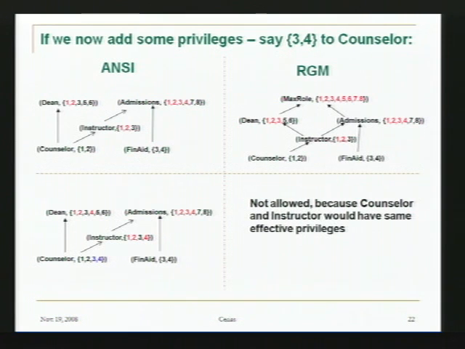Okay, so just again then to show what can happen with only two operations. If we take this top left ANSI diagram and add permissions 3 and 4 to the counselor role, we see they get propagated up the graph and nothing too exciting happens. On the role graph model side, we can't do that because the counselor role ends up with the same effective privileges as the instructor role, and we'd be obliged to draw a cycle. And so we would reject the addition.